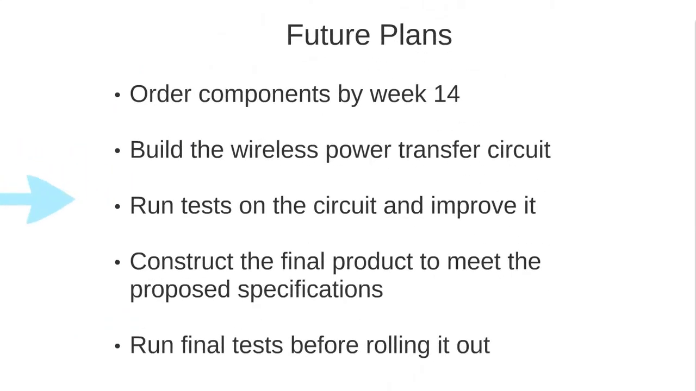Our future plan is to order components by week 14. Then from there we build the wireless power transfer circuit. After that, we run tests on the circuit and try to improve on it. And then once the tests and improvements are done, we construct the final product according to the proposed specifications. Before rolling it out, we run final tests to ensure that it meets the required function that it is designed for.